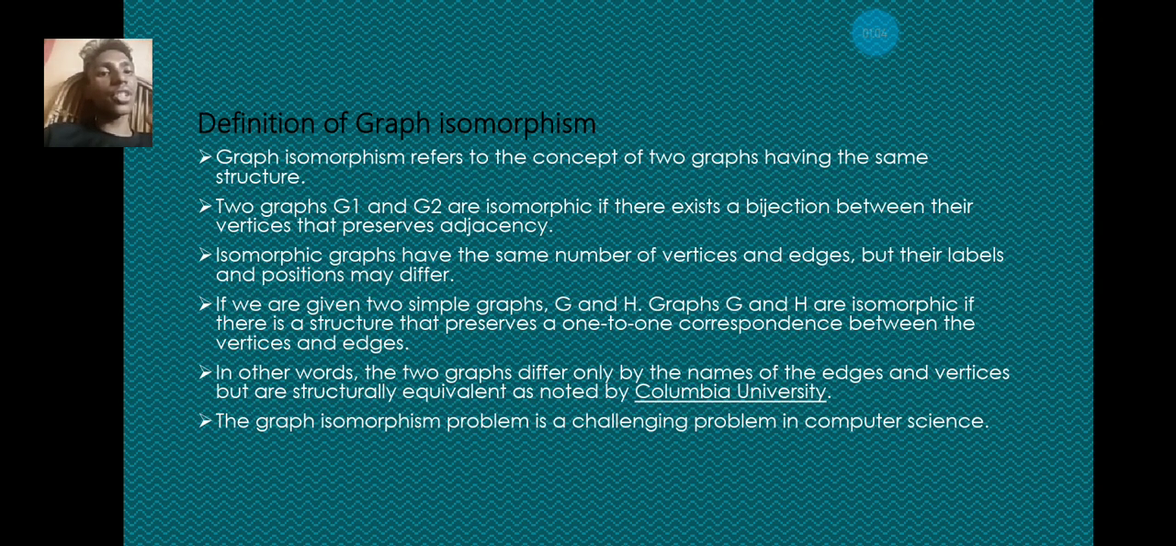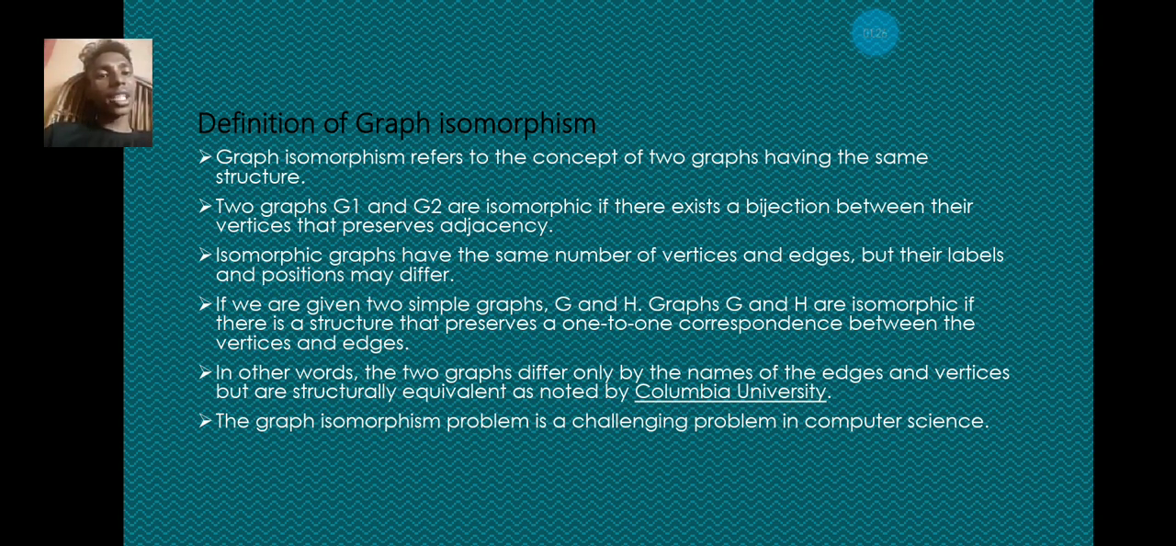Graph isomorphism refers to the concept of two graphs having the same structure. Two graphs G1 and G2 are isomorphic if there exists a bijection between their vertices that preserves adjacency. Isomorphic graphs have the same number of vertices and edges, but their labels and positions may differ.